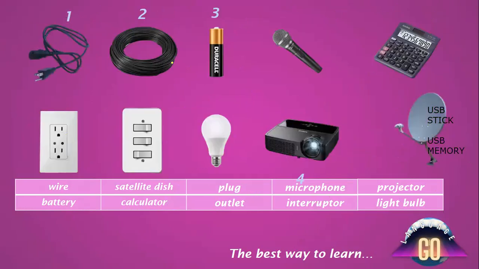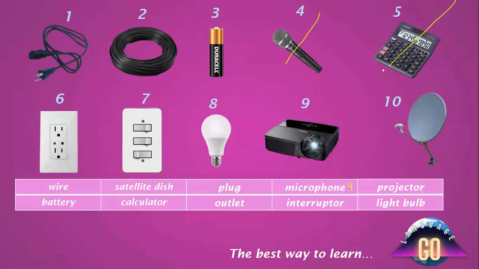These are just a little bit more difficult, but I think you can do them. So let me just erase this very quickly and you can start. Come on, Carlos, let's go. Okay. Picture 4, microphone. All right. Picture 4 is a microphone. Picture 5, calculator. Exactly. It's a calculator. Picture 3, battery. Okay. Picture 3 is a battery.